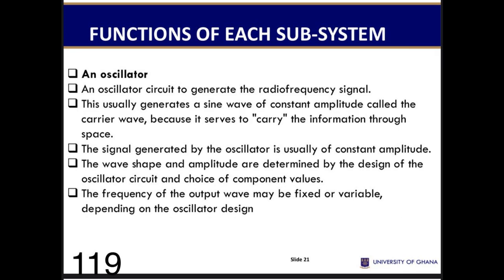An oscillator circuit generates the radio frequency signal. This usually generates a sine wave of constant amplitude called the carrier wave, because it serves to carry the information through space. The signal generated by the oscillator is usually of constant amplitude. The wave shape and amplitude are determined by the design of the oscillator circuit and choice of component values. The frequency of the output wave may be fixed or variable, depending on the oscillator design.